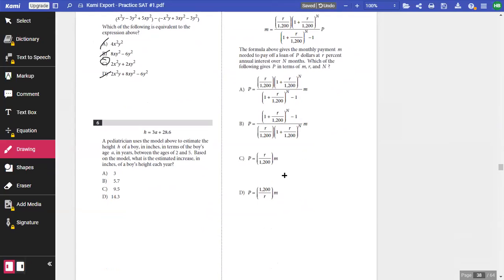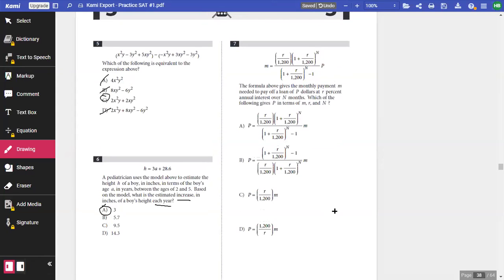For the next one, we again start with a linear equation. And then they are asking for the increase, the rate of increase each year. So that's just the slope. The rate of increase is the slope. So that'll be 3. No calculation is needed for this problem.